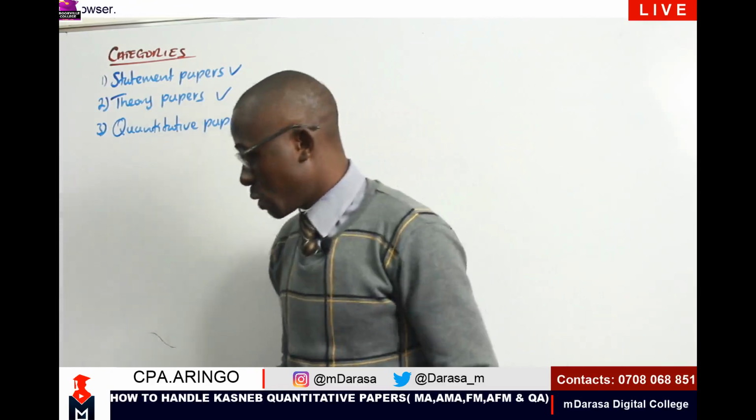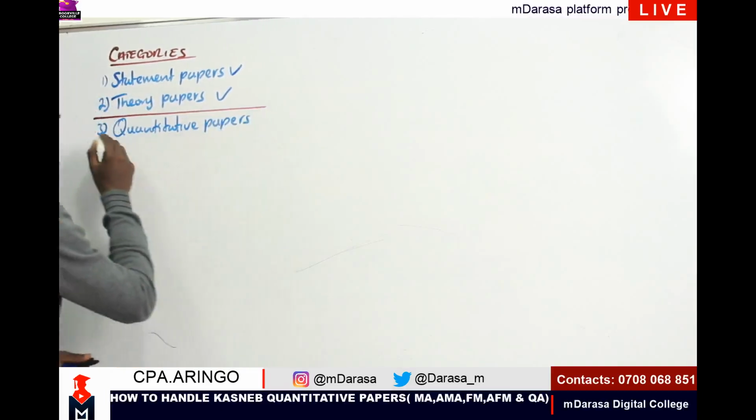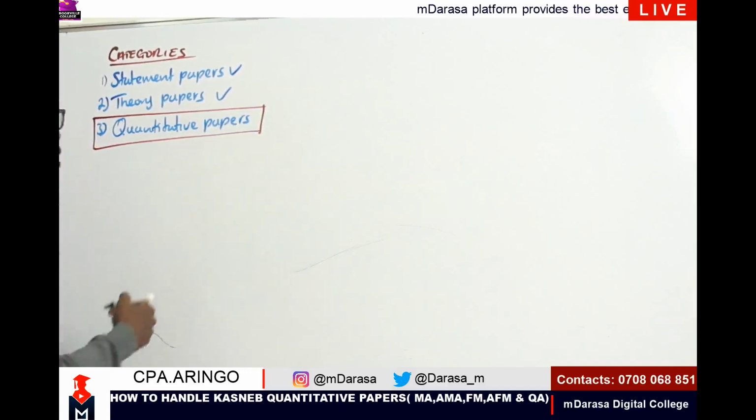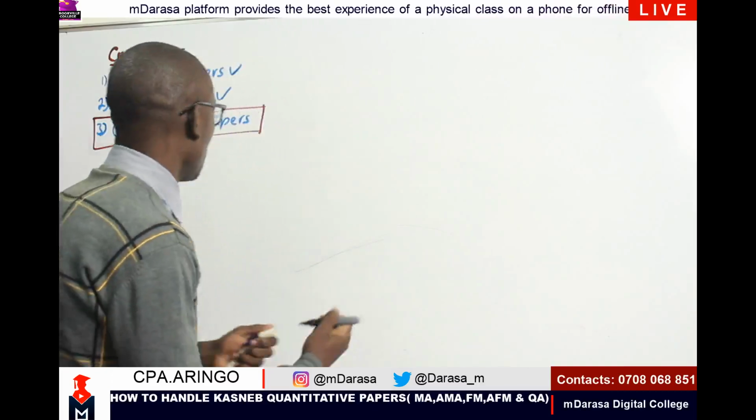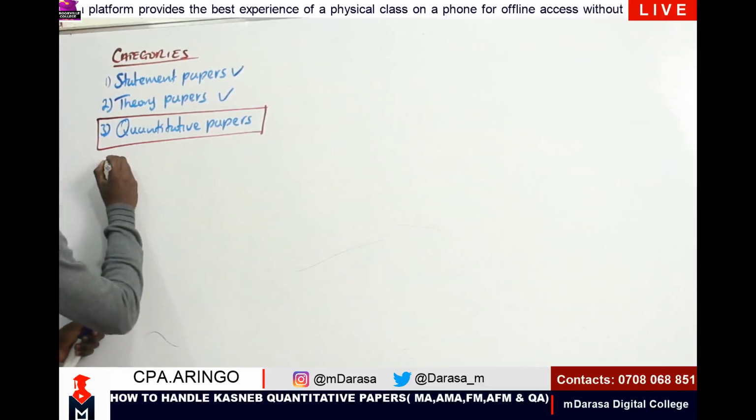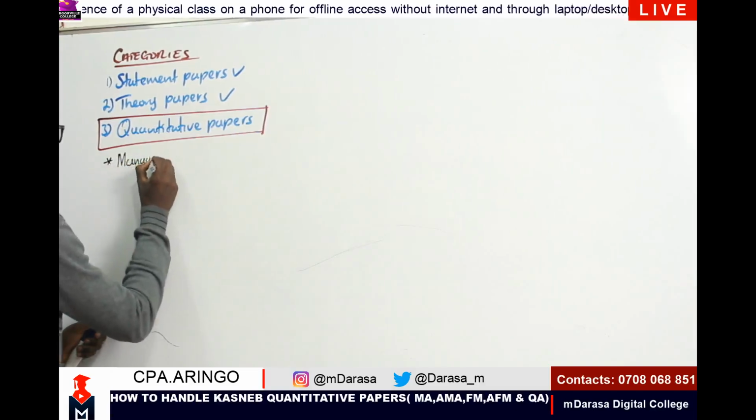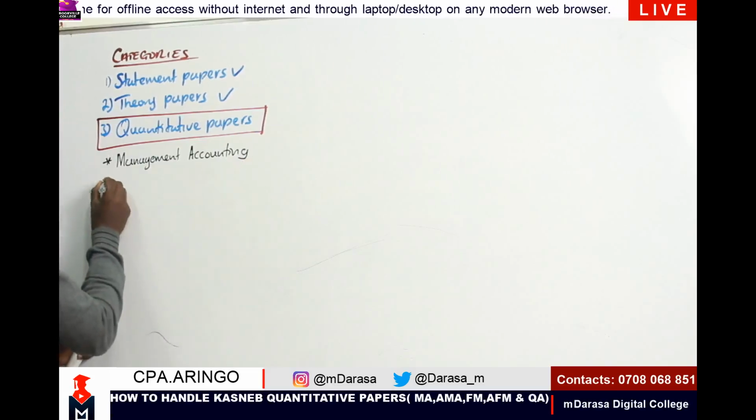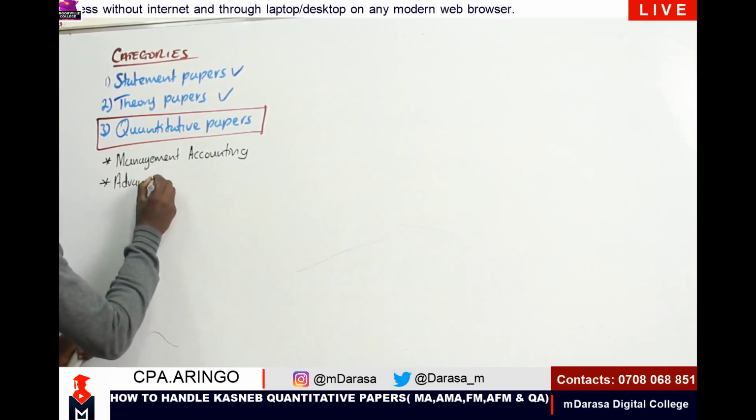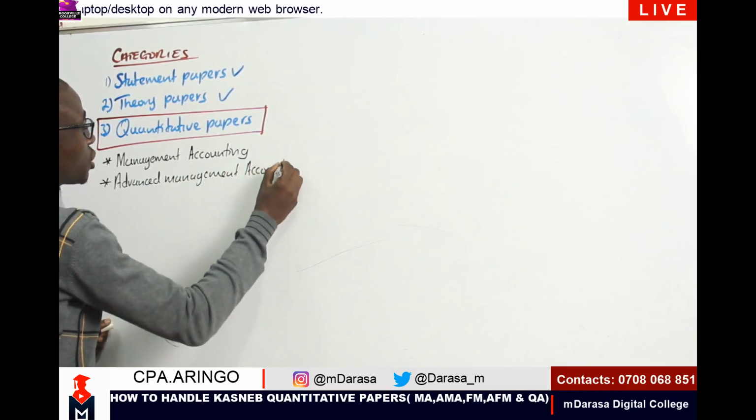So on this auspicious day, which is today, I want us to understand the best strategy that you can apply to these quantitative papers. When you are talking of quantitative papers in KASNEB exams, and specifically CPA, we normally tend to talk about the following. Number one, management accounting, which is in section 2. Then advanced management accounting, which is in section 5.